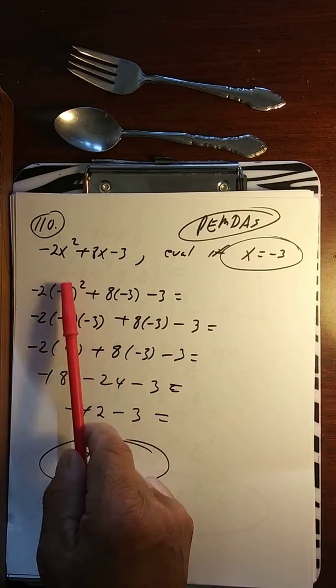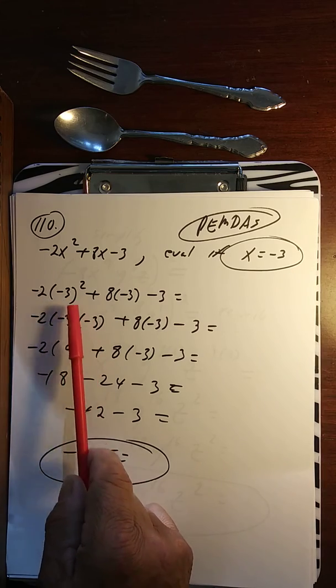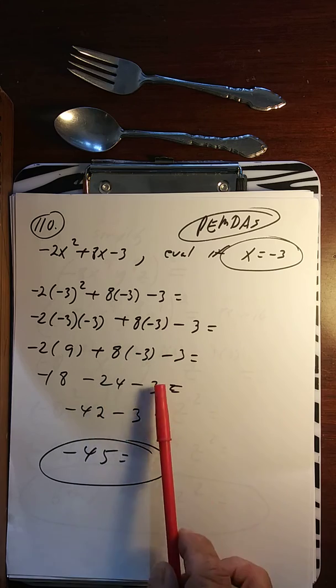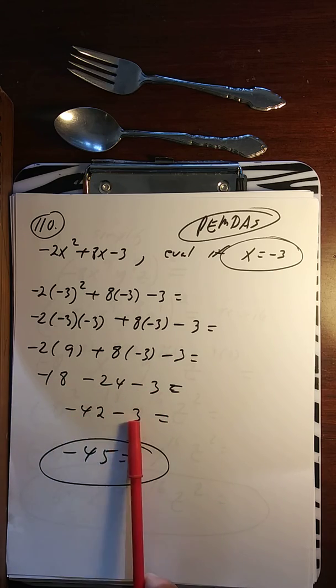Evaluate if x equals negative 3. Put it in there for the x's. So negative 3 squared means negative 3 times negative 3 is 9. It's 9 times that, negative 18. That's going to be negative 24 and negative 3. So that's going to be negative 42 minus 3 is negative 45.